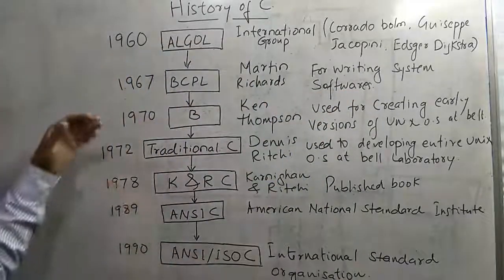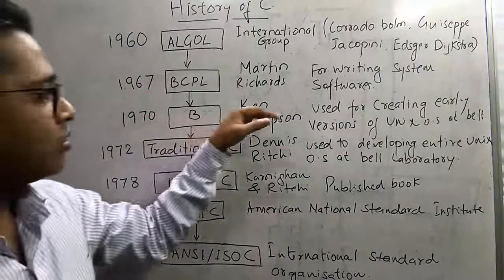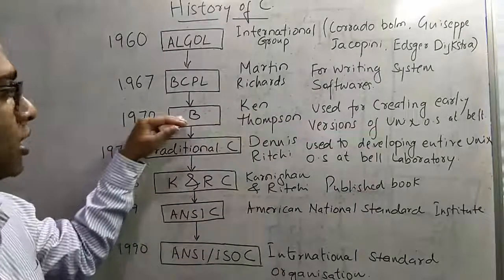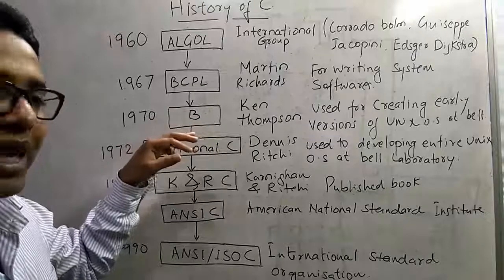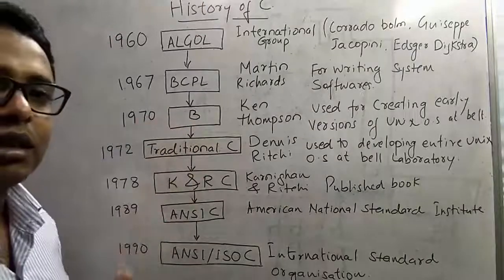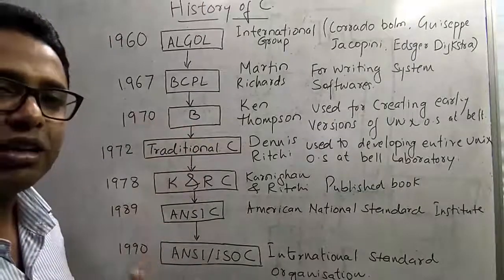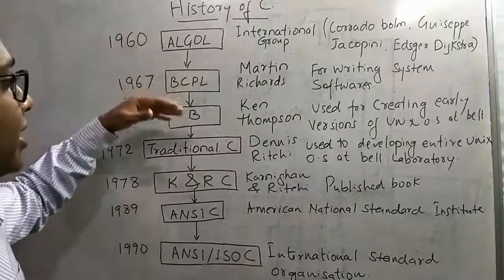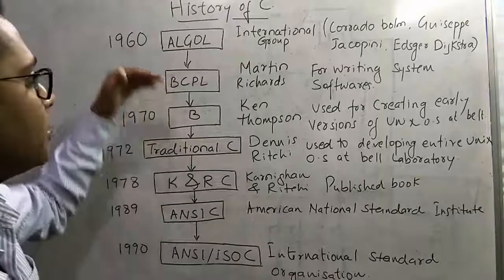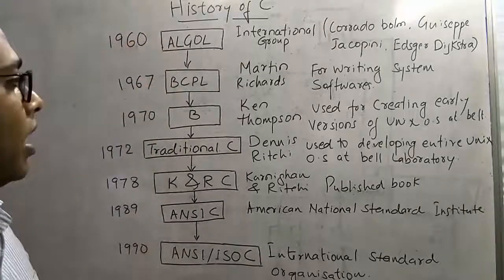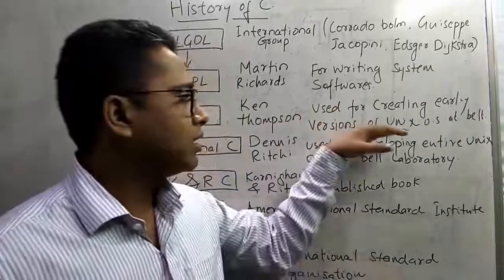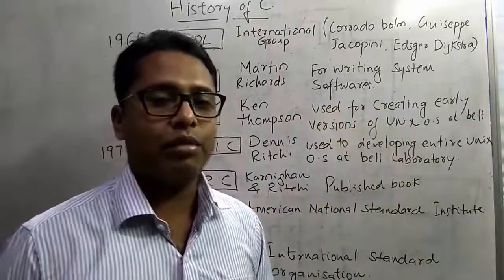Then, a few years later, in 1970, a scientist named Ken Thompson introduced a new programming language called B. It took some of the most important concepts from the above two languages, ALGOL and BCPL. And this B programming language was used for creating early versions of the Unix operating system at Bell Laboratories.